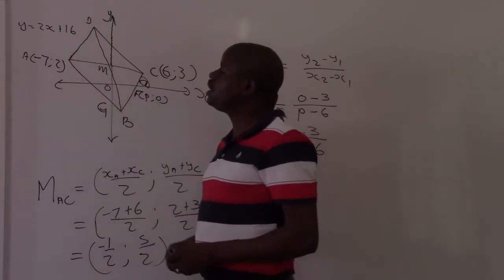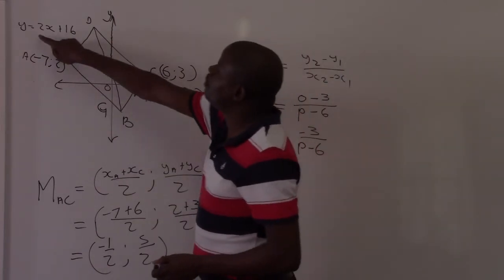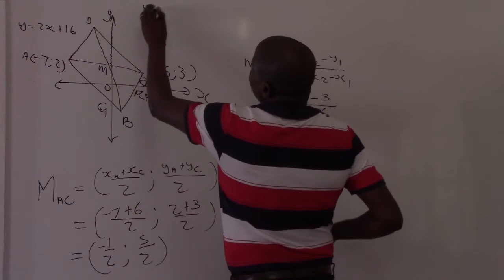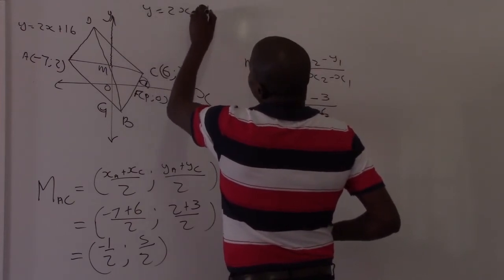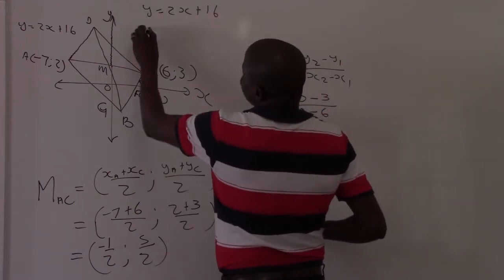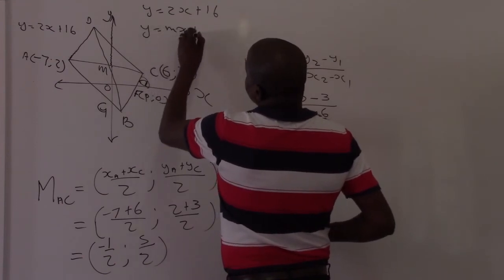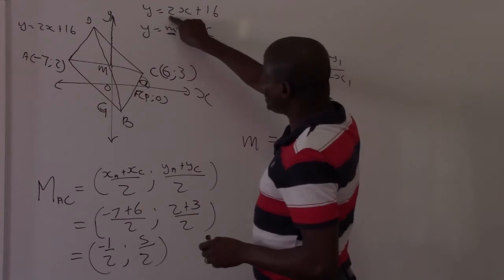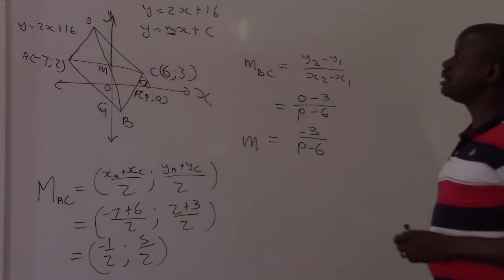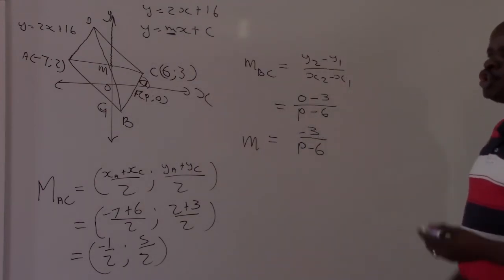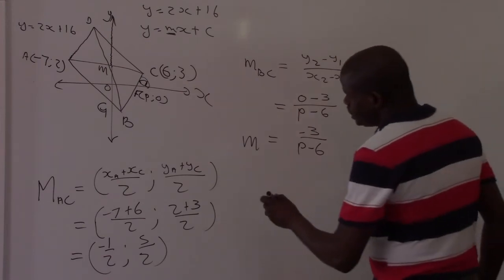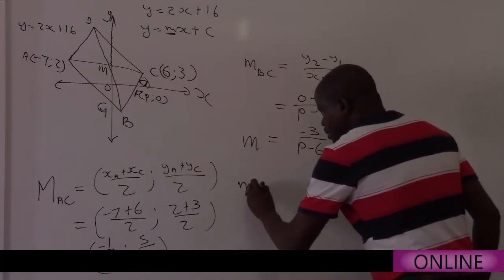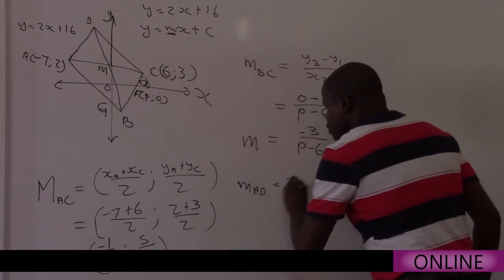We find the gradient of AD from that equation, because this equation is given as y equals 2x plus 16. And what's happening is y equals mx plus c, and then m is the gradient. So in this case, the gradient of AD is equal to 2. So you can start by showing that you know that the gradient of AD is equal to 2.